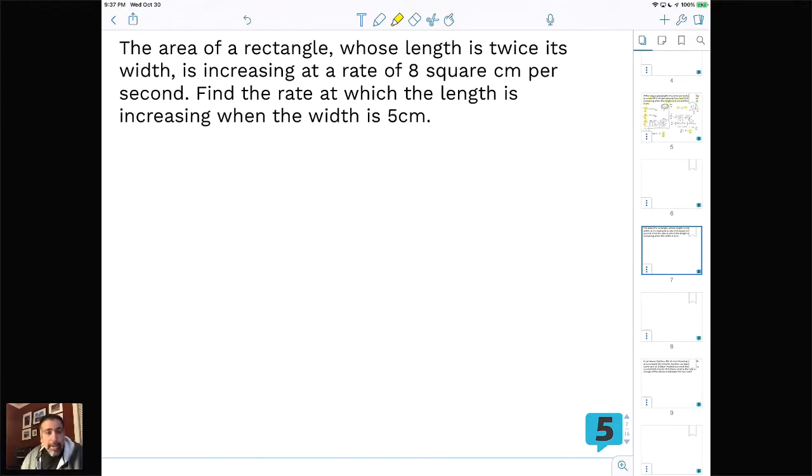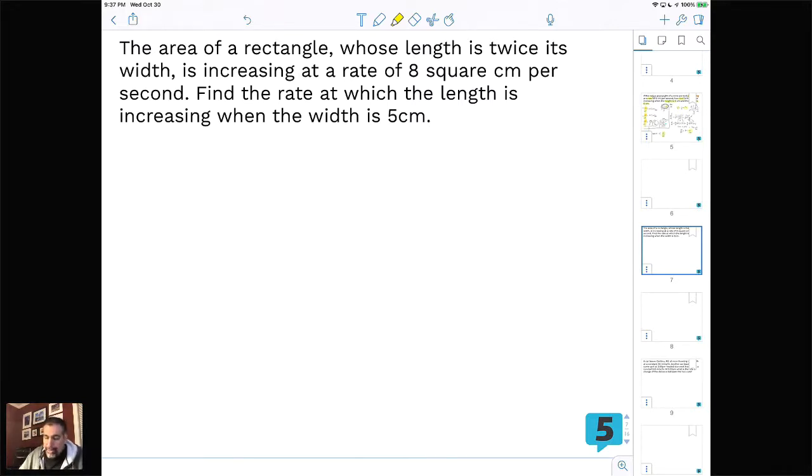All right, I want to start looking at this problem together. Let's see how you did in just getting the setup. In this example, the area of a rectangle whose length is twice its width is increasing at a rate of 8 square centimeters per second. Find the rate at which the length is increasing when the width is 5 centimeters.